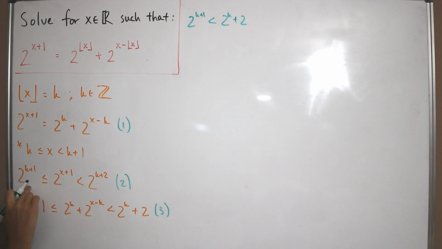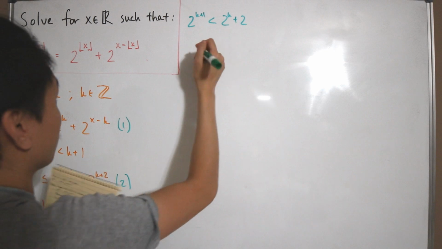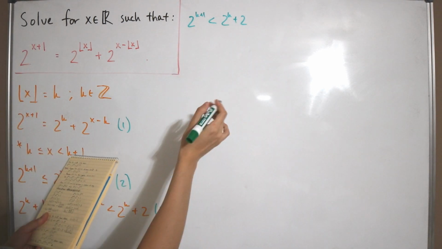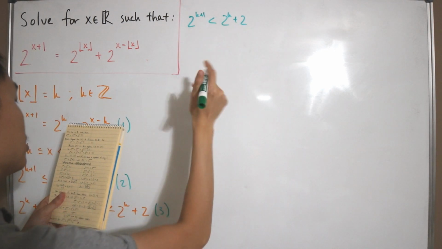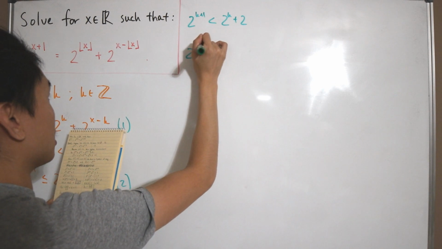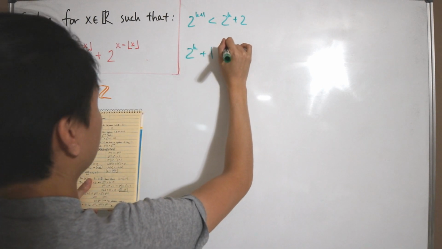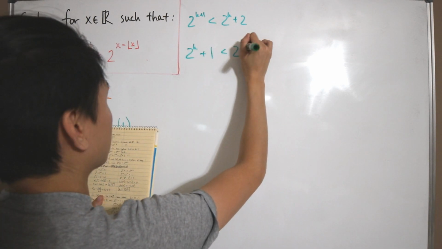So we're saying the left is strictly less than the right from over here, and we just apply that same logical thinking from here. 2 to the power k plus 1 is strictly less than 2 to the power k plus 2 for the exponent. So here we have a system of inequalities: 2 to the power k, add this with 1, is less than 2 to the power k plus 2.